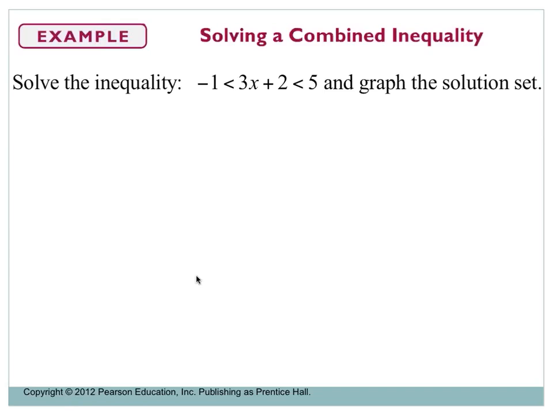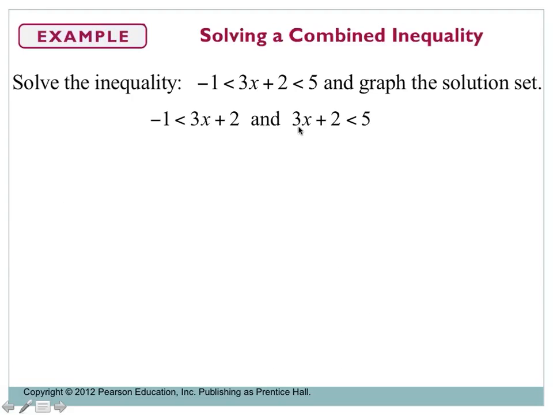Okay, combined inequalities are not really any more difficult than the other inequalities. You just have to keep in mind that you actually have 3 sides instead of 2. So what you want to do is move everything away from x, but keep x in the middle. And whatever you do to the middle, you have to do to both the left-hand side and the right-hand side.